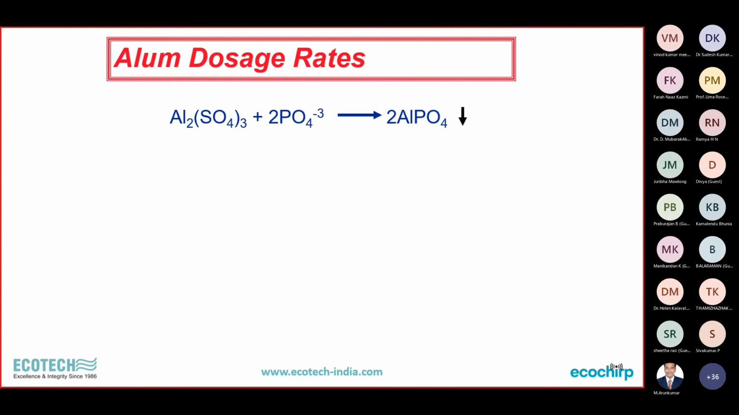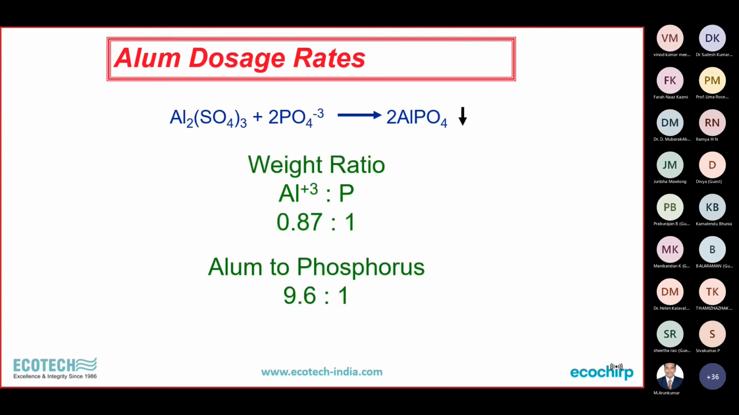Similarly, for aluminum, alum dosage rates, weight ratio alum to phosphorus 0.87:1, alum to phosphorus therefore 9.6:1. Therefore, your alum requirement is higher than the ferric chloride requirement. Starting dosage therefore becomes 40 to 50 milligram per liter. Again, based on an average 5 milligram phosphorus, which we expect to be present in sewage.